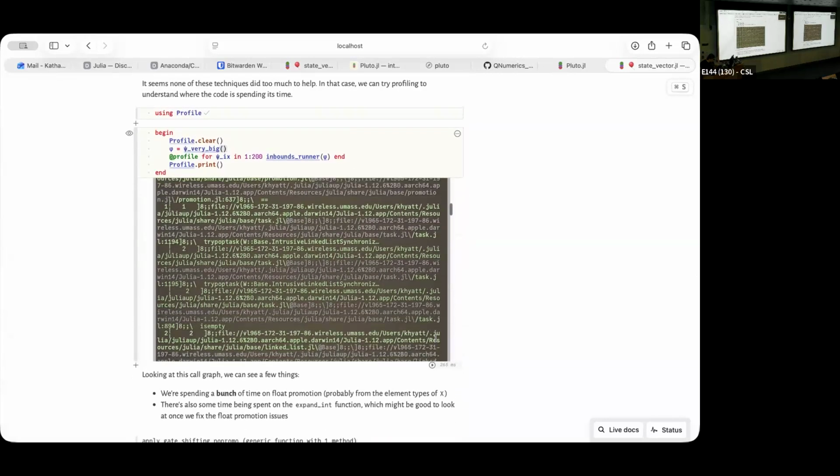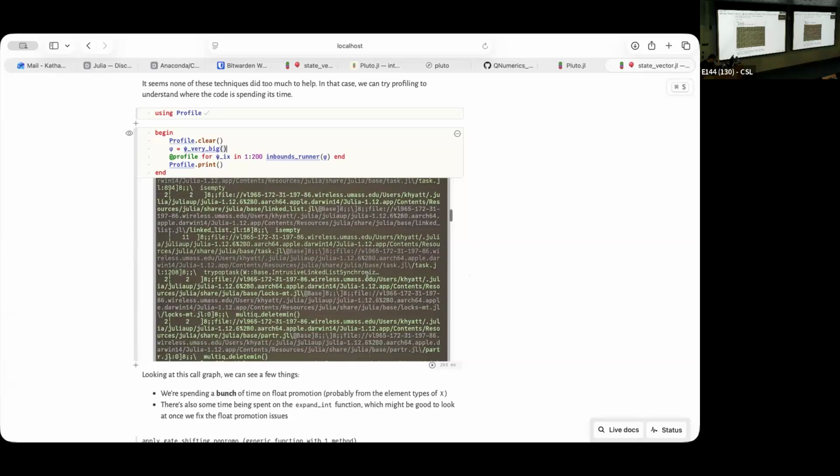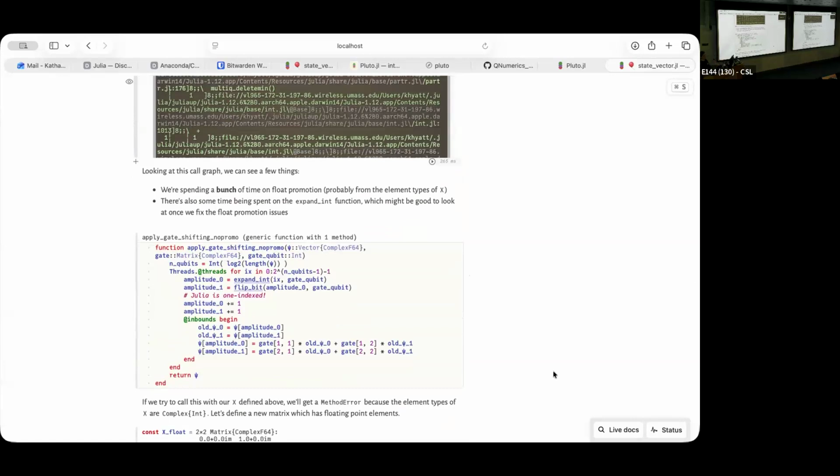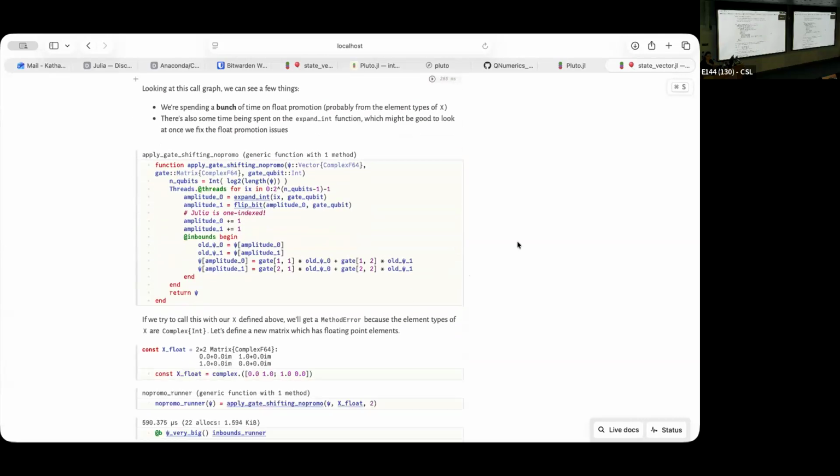Last time, at least when I looked at this, I'm not going to try and force everyone to look at these horrible colors. This ended up spending a lot of time in float promotion. The reason is that I'm testing it with my X gate, which I at the top very naively defined as having real float elements, but the elements of my state vector are complex. I think this might have actually been fixed in 1.12, which is maybe why the result is not as dramatic.